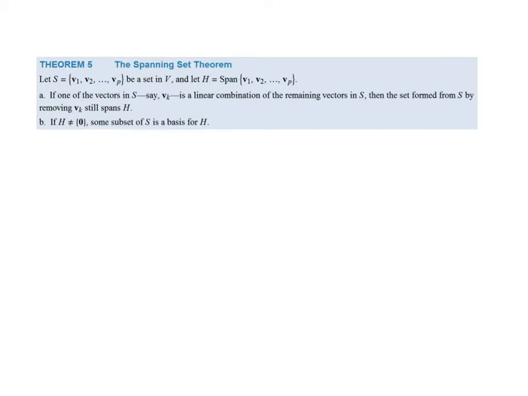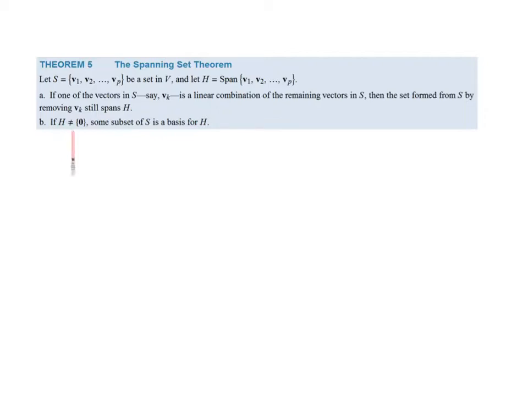And here it is. So if I have a set of vectors V1 through VP, so S is equal to V1 through VP, and they're set in a vector space V, H is their span. If one of the vectors in S is a linear combination of the remaining vectors, then the set formed by removing that vector from S still spans H. So I can remove vectors if they're linear combinations of the other ones and still span my subspace.